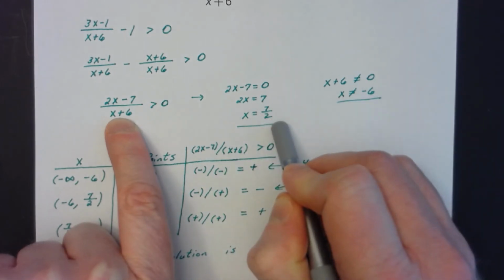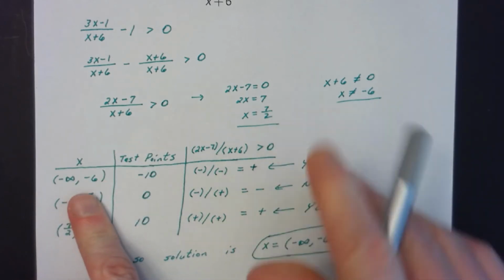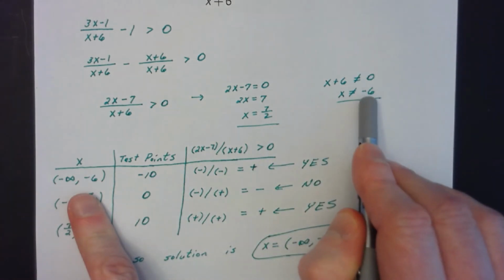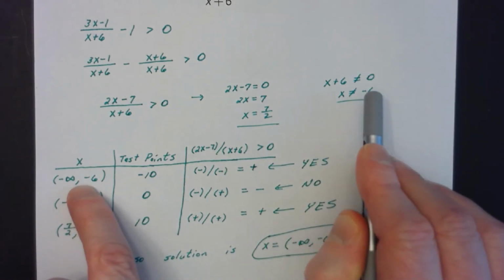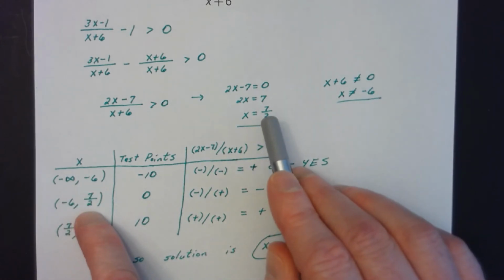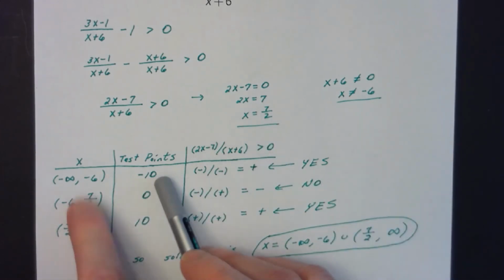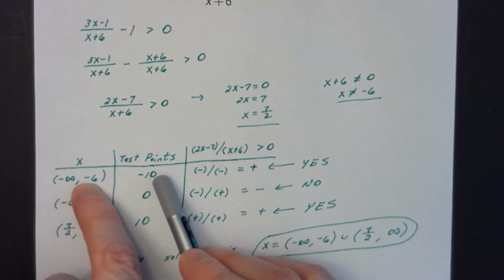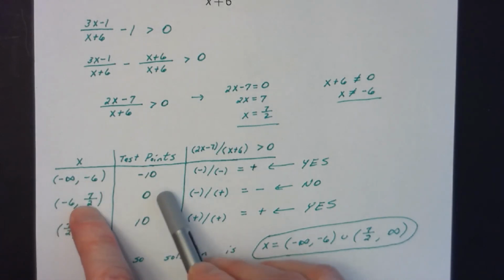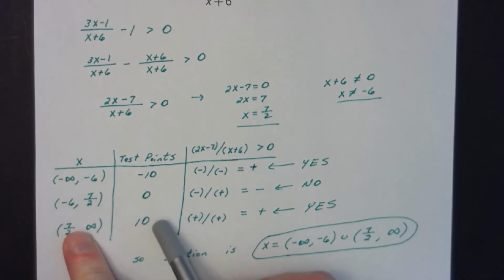Both of these need to separate up the domain to form our test intervals in terms of x. So from negative infinity to negative 6 is my first region. Then it would go from negative 6 up to 7 over 2 for my second region. Then from 7 over 2 to infinity for my third region. You choose test points within each region. Some number between negative infinity and negative 6, I chose negative 10. Anytime 0 is in a region, I always choose it. 0 is between negative 6 and 7 over 2. And then a number between 7 over 2 and infinity, I chose a 10.